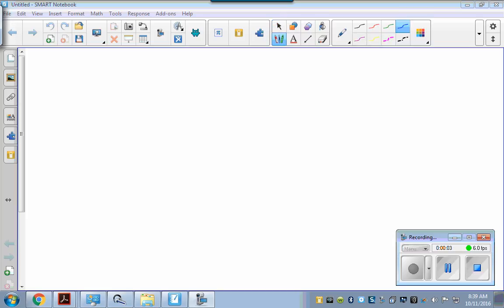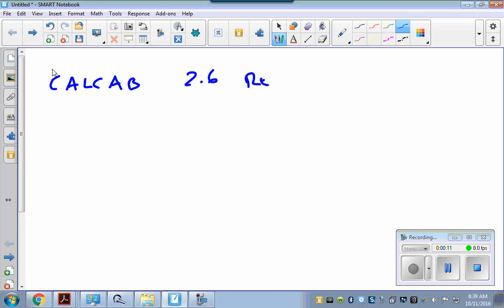So this is Calc AB. The lecture is section 2.6, related rates. This is another application of differentiating implicitly, but here we're not going to be differentiating with respect to x, but rather with respect to time.